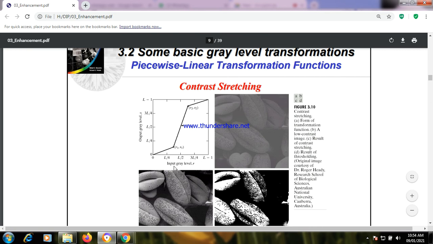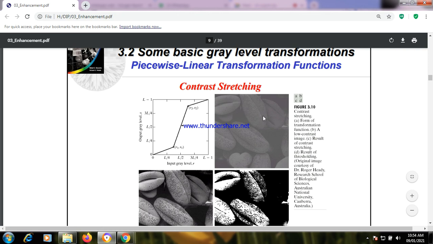So this is the graph indicating r versus s, meaning input gray level and output gray level, right? The form of transformation is figure A. Figure B is a low level contrast image. Low level contrast image means you have less detail in this image. So what we are doing is, in figure C, the result of contrast stretching.